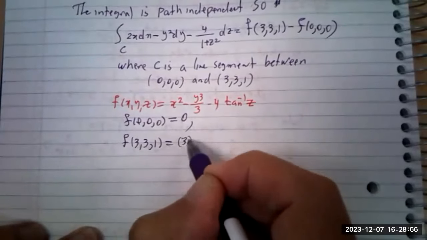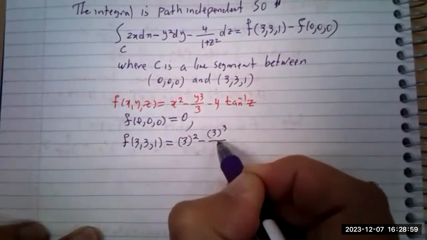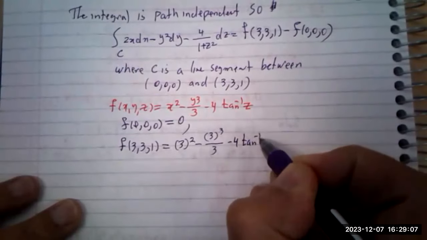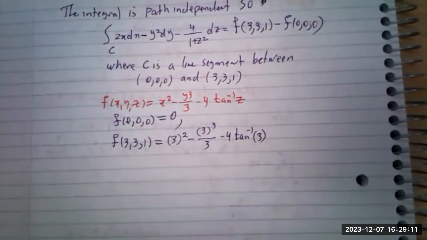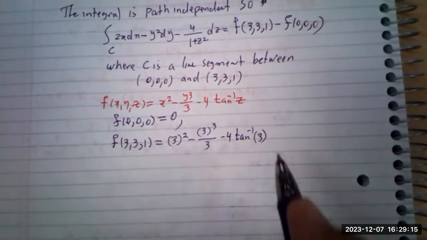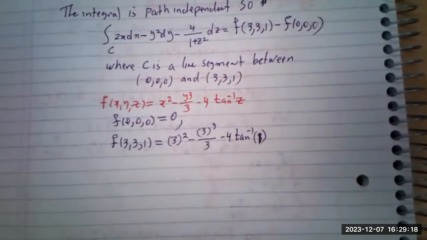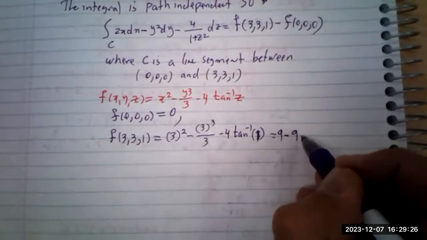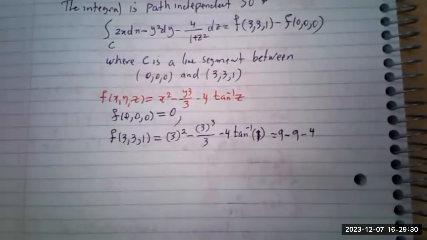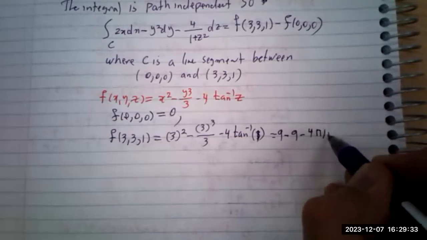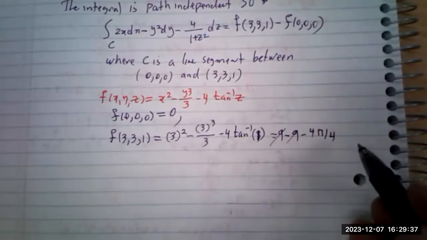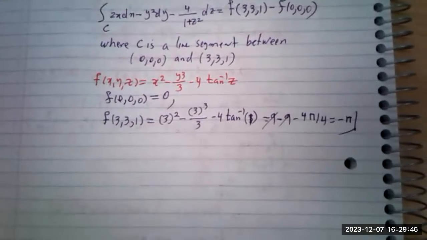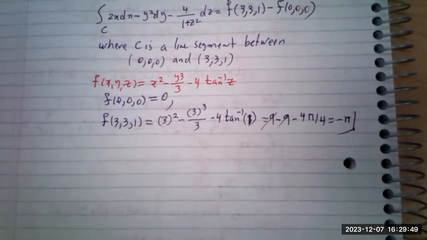X is 3, so 3 squared. Y is 3, 3 cubed over 3. Minus 4 tan inverse of, oh, I'm sorry, 1, because z is 1. So 3 squared would be 9, 3 cubed would be 27 over 3 would be 9, minus 4 times tan inverse of 1, which is 45 degrees, pi over 4. So these two would cancel out, and the final answer would be negative pi. That's f of 3, 3, 1, and you already got f of 0, 0, 0, so there you are.